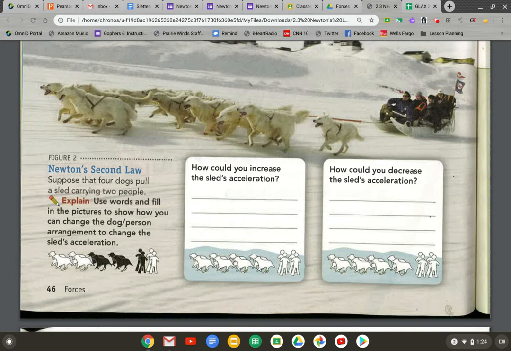Well, to decrease the acceleration, we would have to start removing some of the dogs from the sled team. So dogs could be removed, thereby having less force, or we could have more passengers added to the sled. So have all 4 passengers on the sled versus just having 3 or 2 or 1 passenger. That's going to have greater mass, and the greater mass you have, the less acceleration.